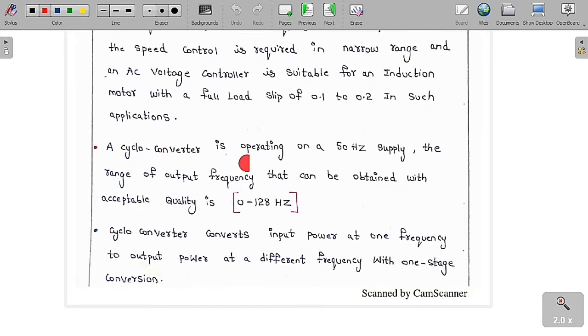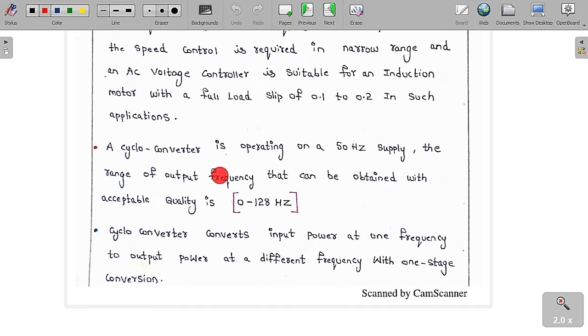A cycloconverter is operating on a 50 Hz supply. The range of output frequency that can be obtained with acceptable quality is 0 to 128 Hz. I have already told you, so 0 to 128 Hz. So if the input frequency is 50 Hz, the output frequency can vary from 0 to 128 Hz. That means the output frequency can be less than the input frequency, and the output frequency can even be greater than the input frequency.